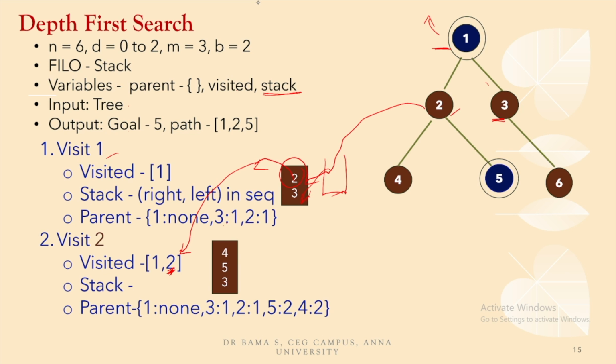After visiting 2, first right then left. So, 5 is put here and then 4. It should not be 3, it should be 4, this was actually wrong. After 2, it is 5 and this would actually be 4. So, the parents would be: 1 is none, 3 is 1, 2 is 1, and 5 is 2 and 4 is 2.